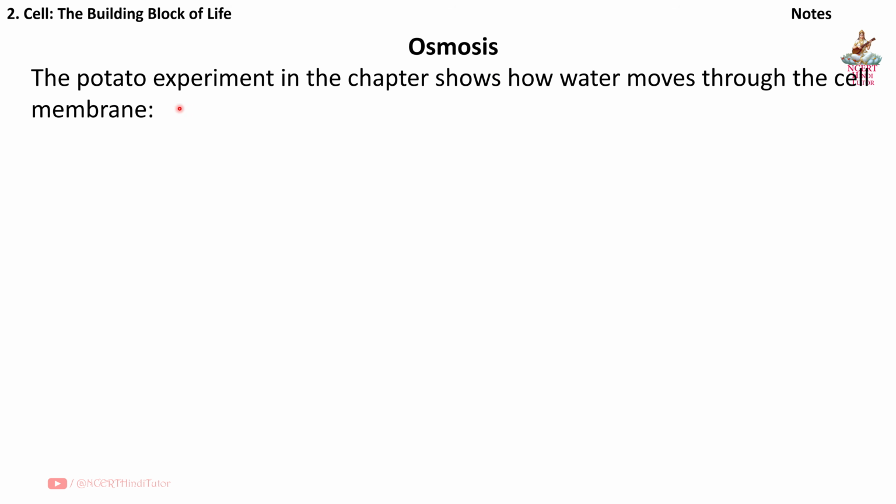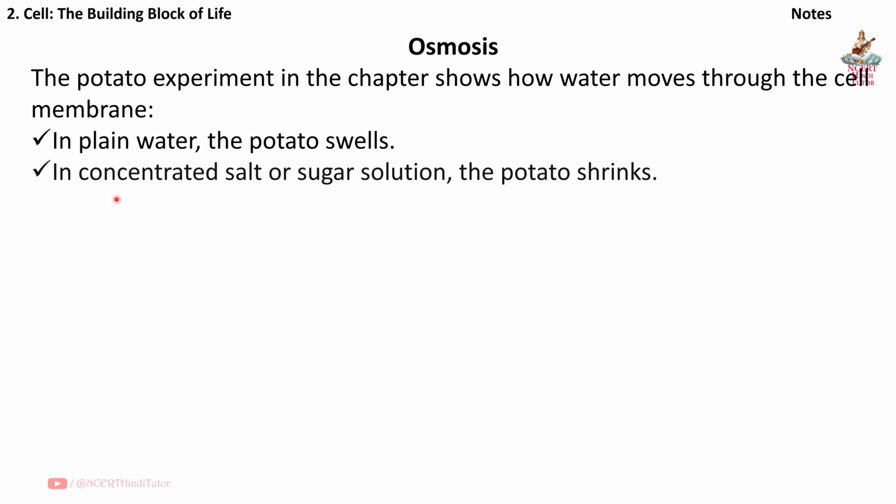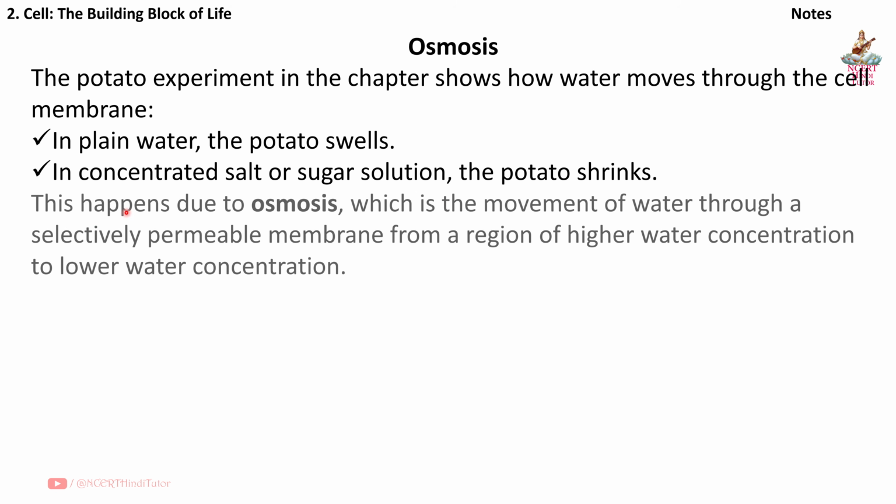Osmosis. The potato experiment in the chapter shows how water moves through the cell membrane. In plain water, the potato swells. In concentrated salt or sugar solution, the potato shrinks. This happens due to osmosis, which is the movement of water through a selectively permeable membrane from a region of higher water concentration to lower water concentration.